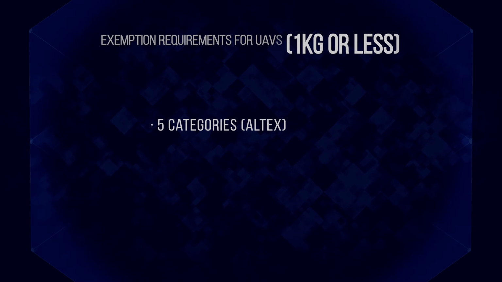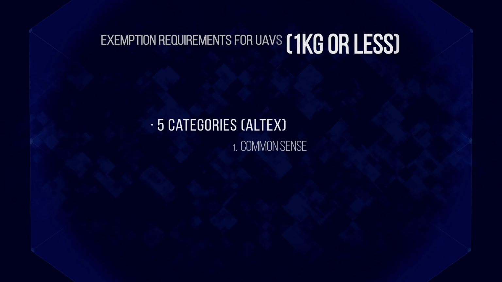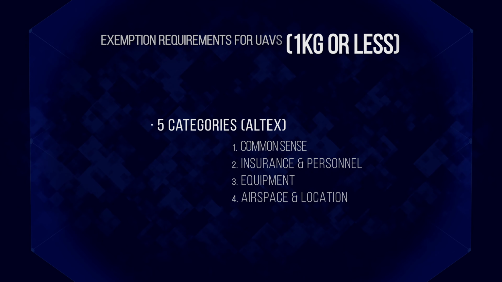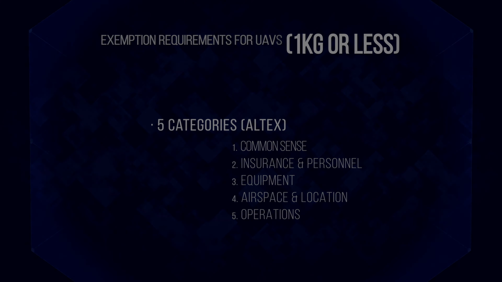In Part 1, we spent some time analyzing the detailed conditions of each exemption. So it's 43 conditions for UAVs under 1 kilo and 61 conditions for 1 to 25 kilos. Right. We also separated those conditions into 5 different categories. That's common sense, insurance and personnel, equipment, airspace and location, and operations.